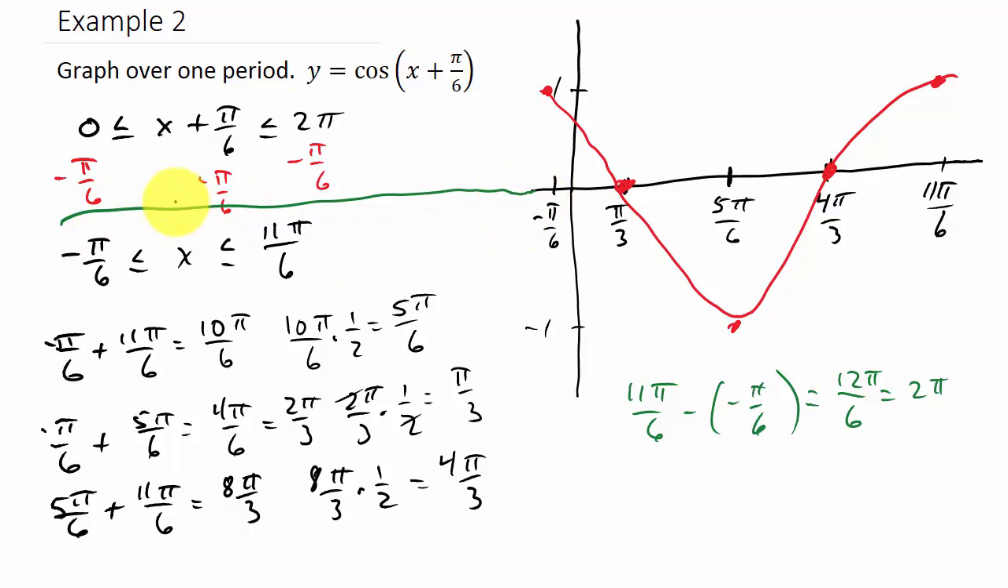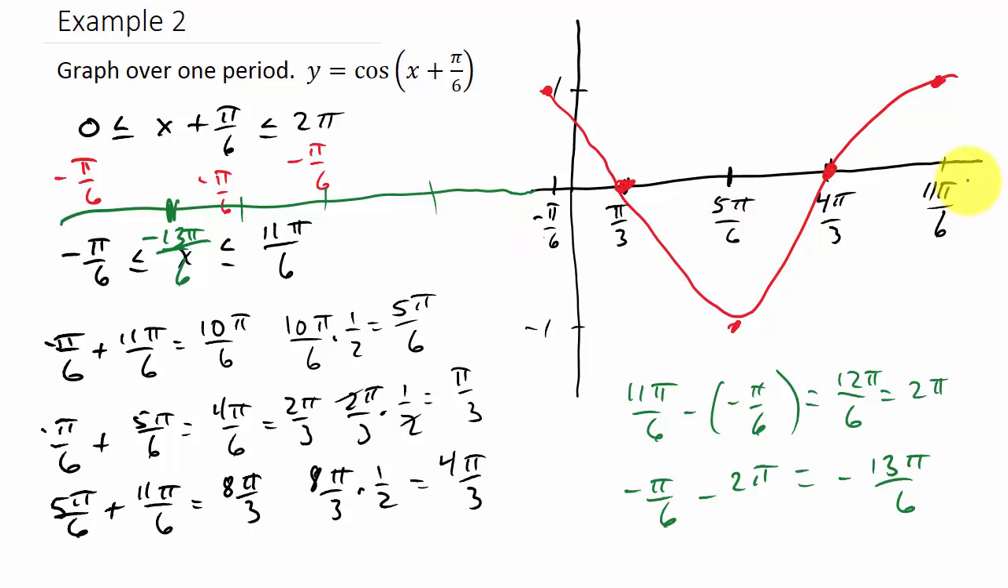I would need to come over 2 pi. So I would subtract 2 pi. So I would have negative pi over 6 minus 2 pi. And so that would be what? Negative 13 pi over 6. So that would be about right here, negative 13 pi over 6. And then you would just break this up into 4 equal intervals just like I did here.